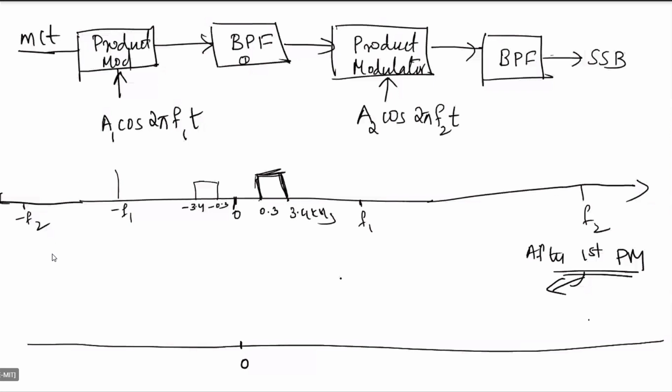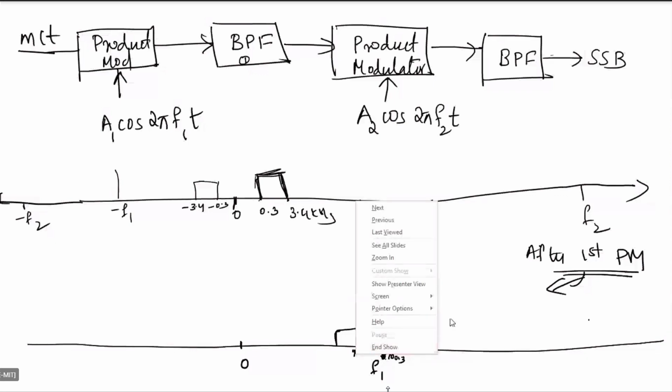If I have a message signal of FM, the output is F1 plus FM and F1 minus FM. So here as I have F1, F1 is 100. So this is 100.3 and this is 100 minus 0.3. That means 99.7.